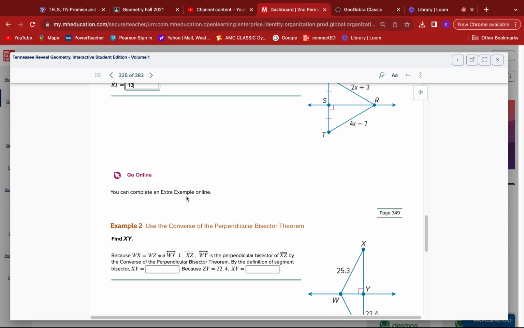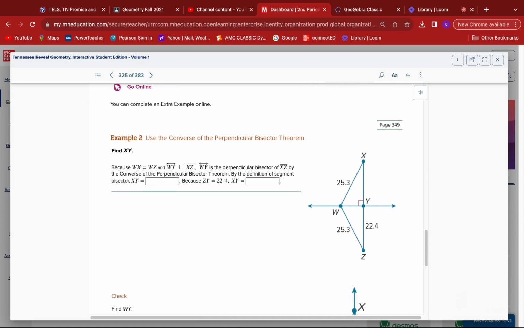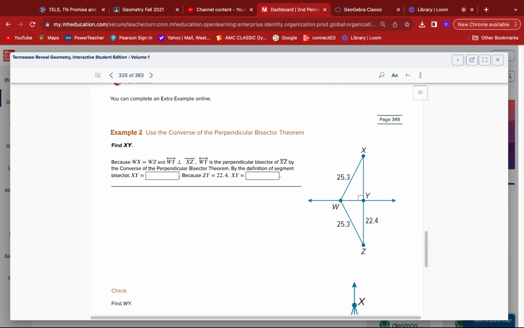All right, so we got a couple of extra examples online if you want to go there. I'm just going to go on to example number 2. All right, we need to find x, y. All right, so here's x, y.